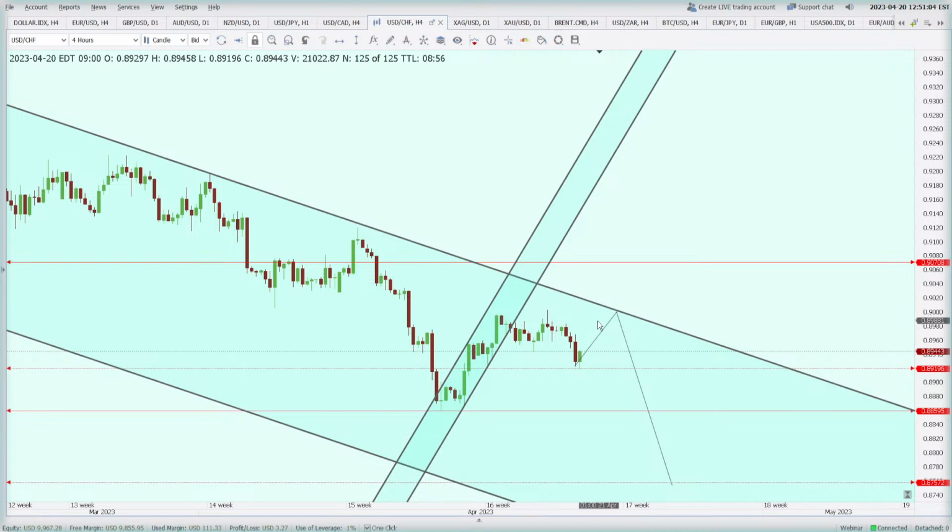All right, on the upside, we have this falling channel as the dynamic resistance because it is changing with time. And we have a horizontal level of resistance around 0.9070. On the downside, we have immediate support at 0.8919, which the price has made today. And after that is taken out, we can expect the 0.8859 level to be tested.